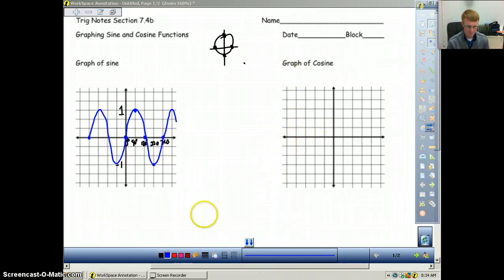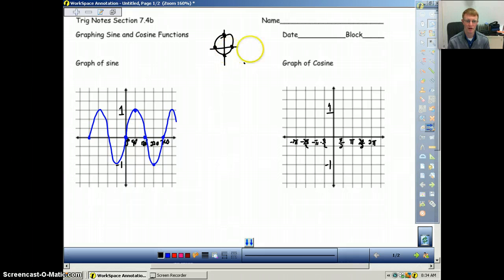So for the cosine graph, I'm not going to use degrees to label this. I want to use radians now. So that's still going to be 1 and that'll still be negative 1. But now instead of 90 degrees, we're going to say pi over 2. And then we're going to say pi. And then 3 pi over 2. And then 2 pi. And then on the other side, we could say negative pi over 2, negative pi, negative 3 pi over 2, and then negative 2 pi.